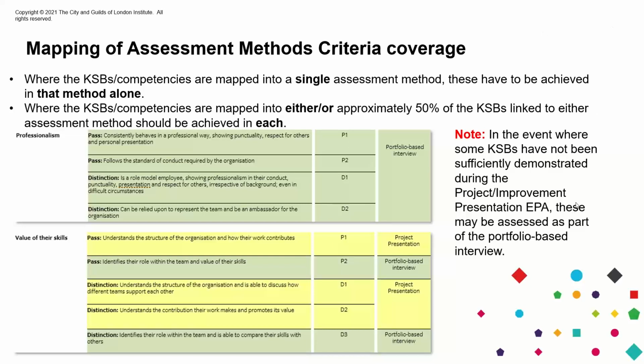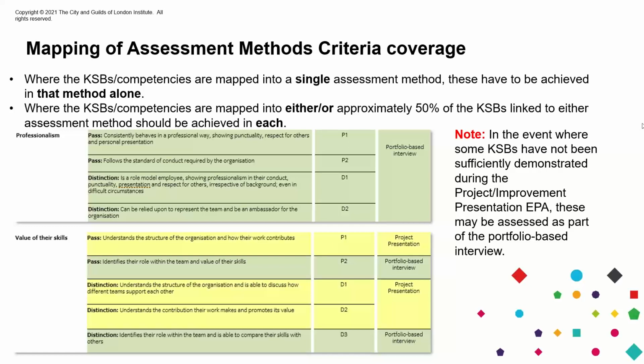So that is an example, for instance, for professionalism. As you can see, portfolio-based interview only mapped into either or is approximately 50% of the KSBs that are linked to either assessment method should be achieved in each. And it's an approximation, it is not 50%, sometimes it could be slightly less, but we are trying to achieve this split.